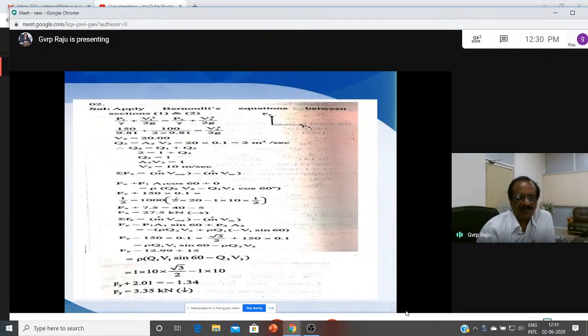So this is equal to 150 into 0.1. So the 150, so this is the value here, and 0.1. So rho here, which is equal to rho Q into V2, rho this here, Q2 V2 minus Q1 V1 cos 60. So from that we can simplify this, and Fx is equal to 27.5 kilonewton.